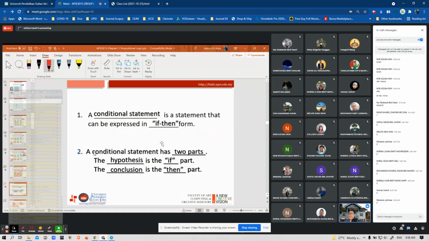Okay, and then a conditional statement is a statement that can be expressed in the if-then form. We have two parts, if and then, hypothesis and conclusion. It can be hypothesis first and conclusion second, or the conclusion first followed by the hypothesis.